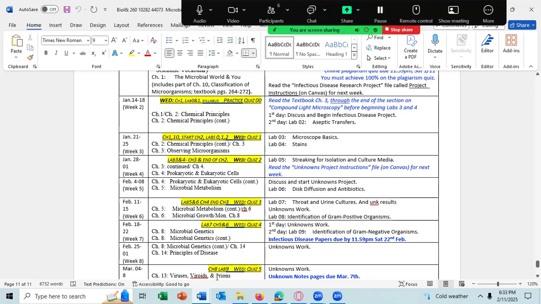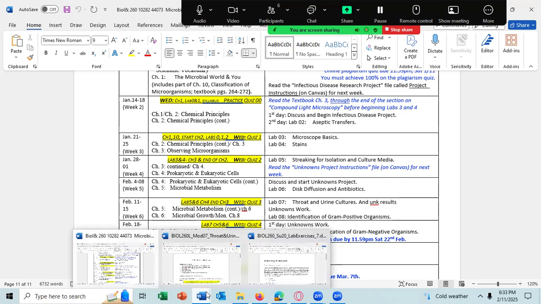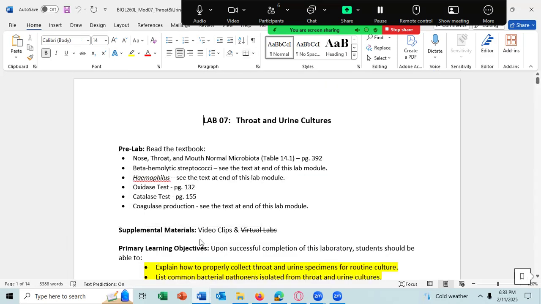All right. Let's go to the lecture. Lab 7, throat and urine cultures. There is some reading to do for this lab, but it's only a page about nose, throat, and mouth normal microbiota. There's some reading from the appendix at the end of this lab module about beta hemolytic streptococci. There's also some information about Haemophilus in the appendix of this lab module.